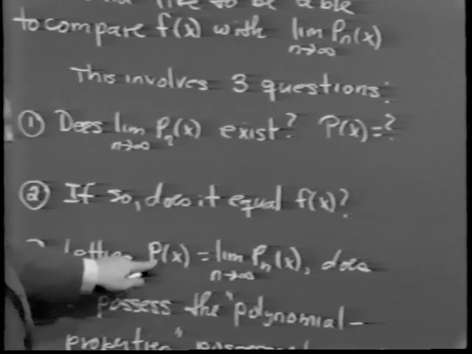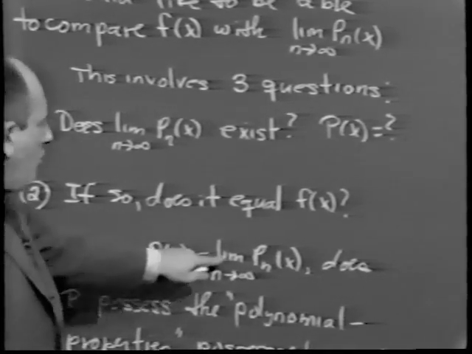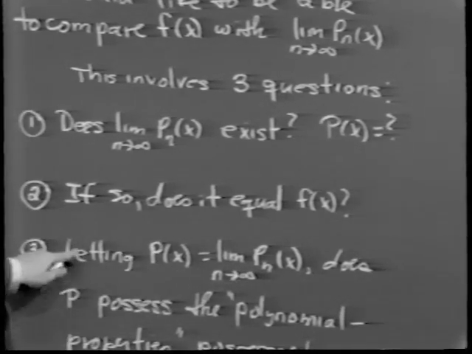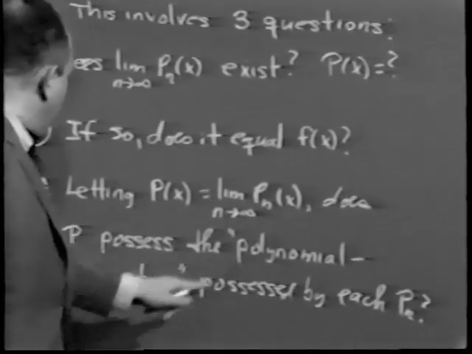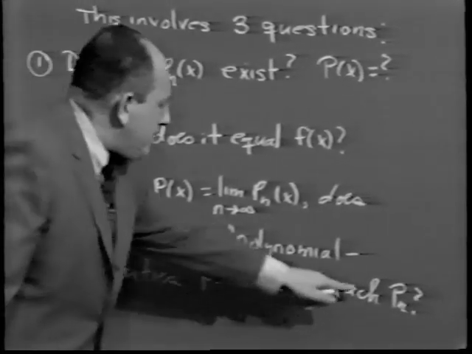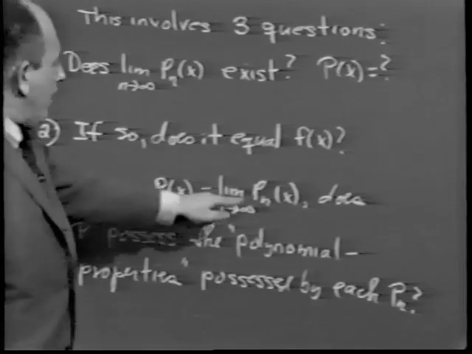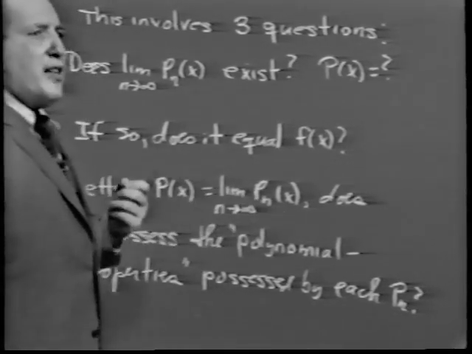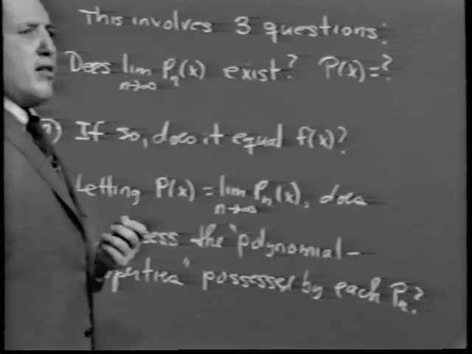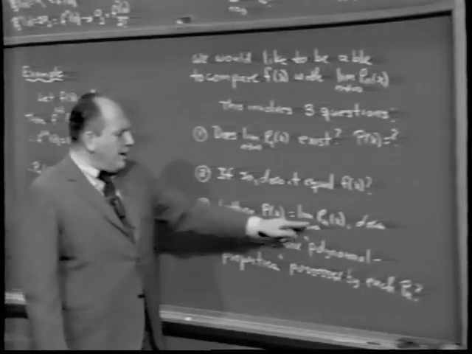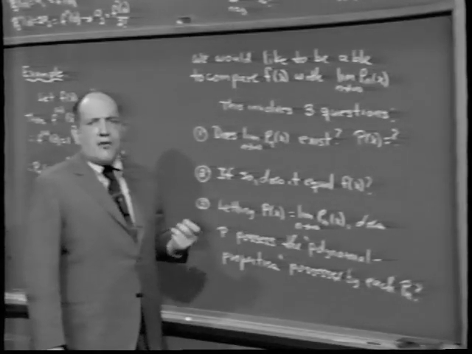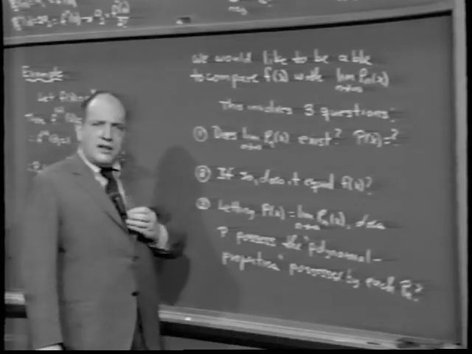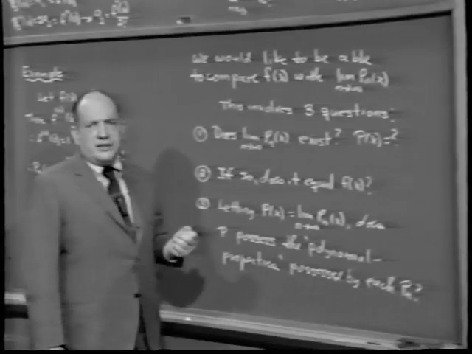And the third question that comes up, assuming that the first two have been answered, is: suppose the limit does exist. In other words, suppose this limit function P of x, which is the limit of P_n of x as n approaches infinity, does exist. Does P possess the polynomial properties that each P sub n possesses? In other words, does the limit of a sequence of functions have the same property that each of the members of the sequence has? For example, every polynomial is continuous. The question that might come up is: is the limit of a sequence of continuous functions also continuous?